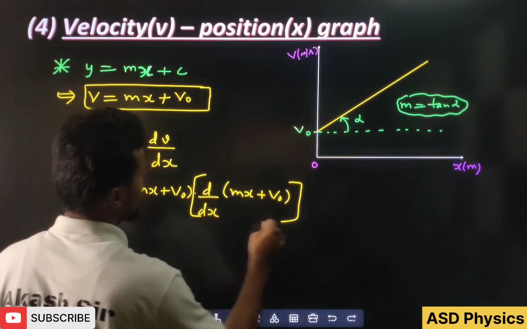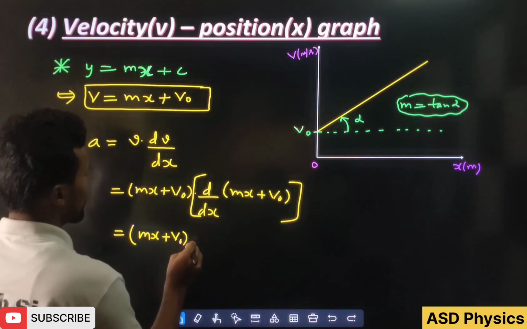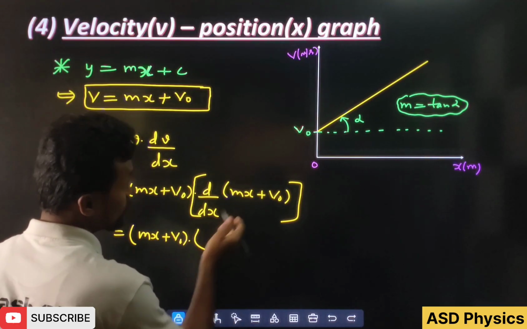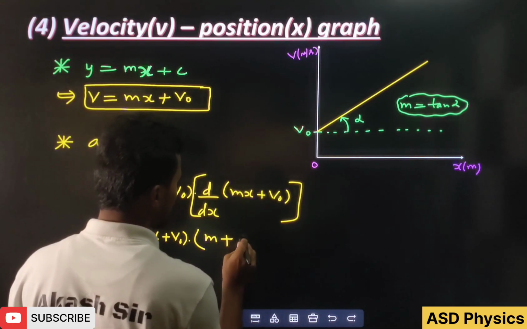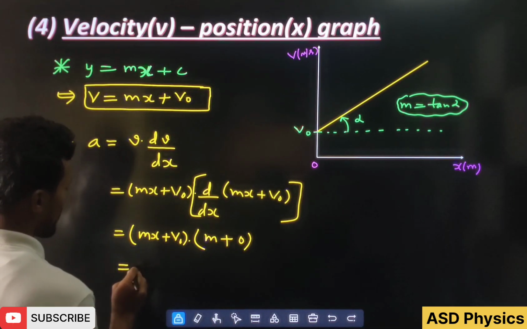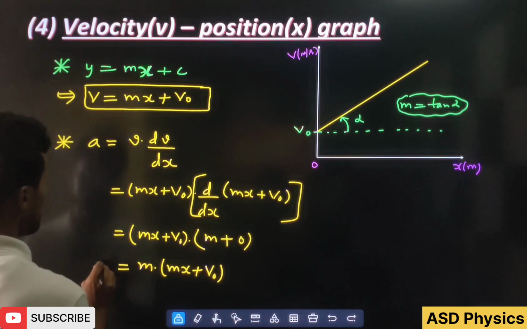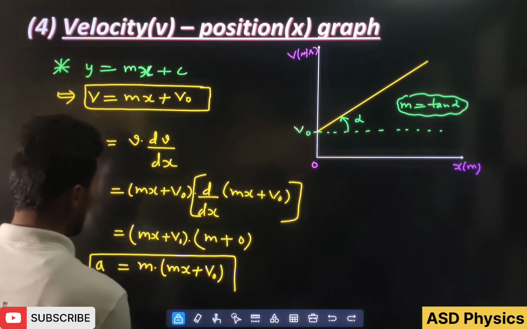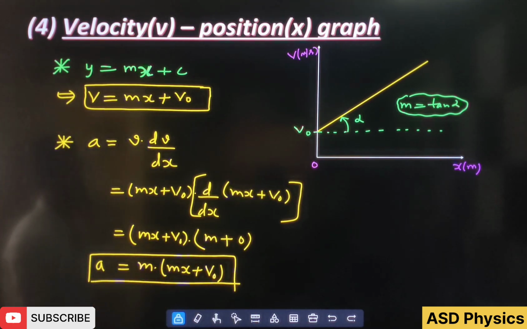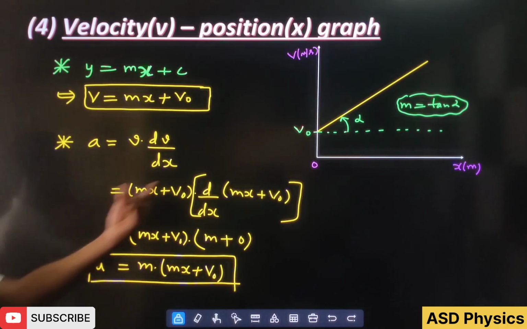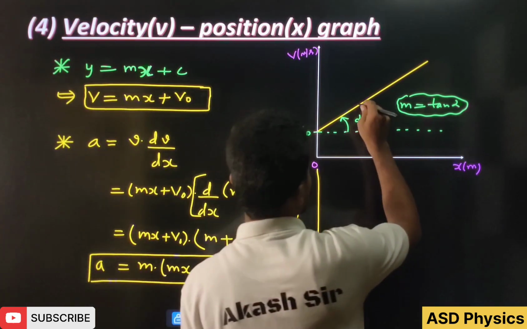So the value of v is mx plus v naught, into, when you do the differentiation d by dx of mx, how much? m. And differentiation of v naught, how much? 0. So what will come is m into mx plus v naught. You can see very well that with the help of the velocity position graph we can calculate the acceleration also, because many times they ask this question. Even if sometimes, let's take for example, you don't want to use this and you know only coordinates.